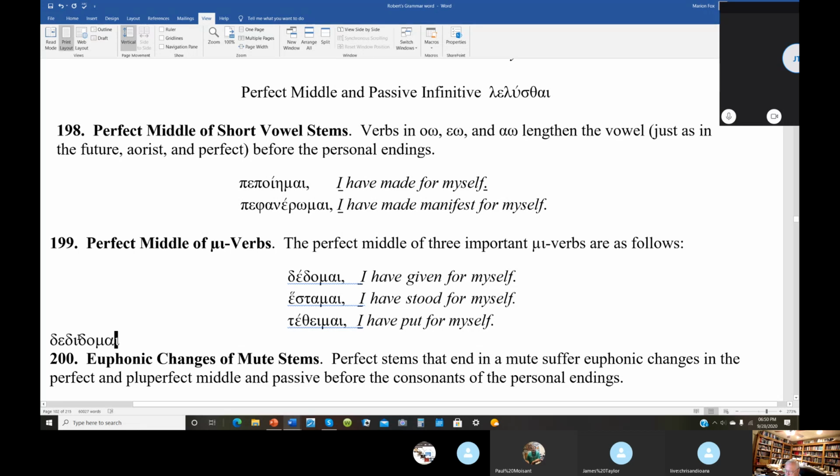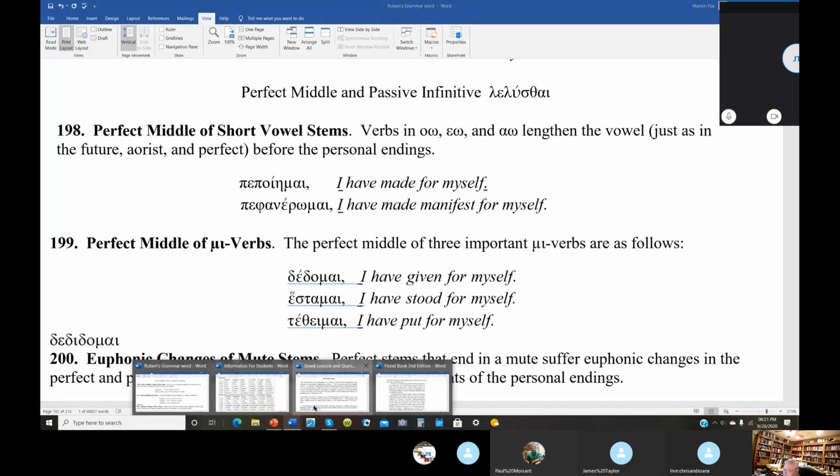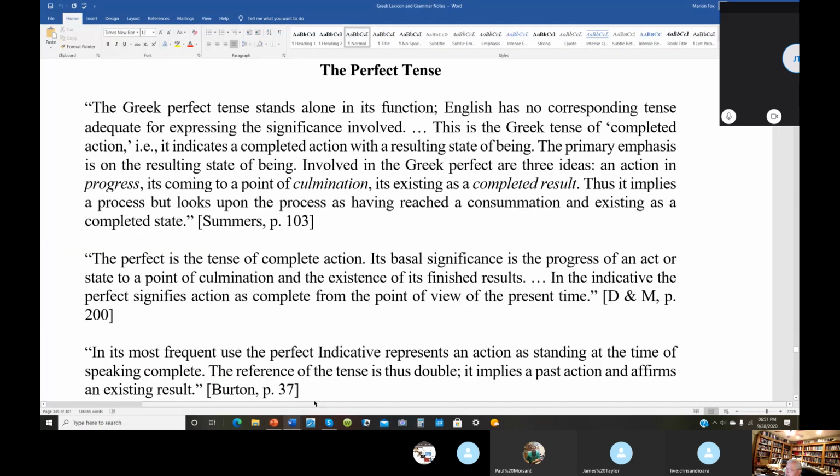And because this is your root, this is not a connecting vowel. Let's go over to didomi. I think I've got it in the lexicon over here, that file. And I'll find didomi. I was going to look at the perfect first. Let me do this right here first.